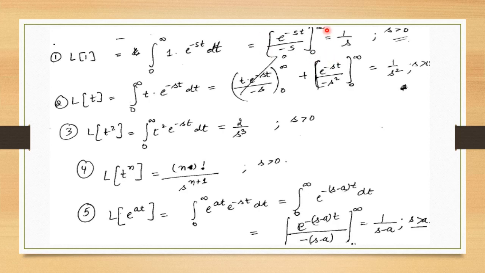Now substitute the limits. When you substitute infinity, you will get 0 only when s is greater than 0. Otherwise, this will be infinity. So in that case, the Laplace transform does not exist, right? So we have to take the condition that s should be strictly greater than 0, because when we substitute the limit infinity, only if s is strictly greater than 0 is this value 0. And when you put 0, this value is 1. So the Laplace transform of 1 is 1 over s, but provided s is strictly greater than 0.